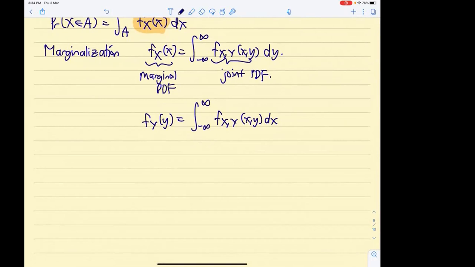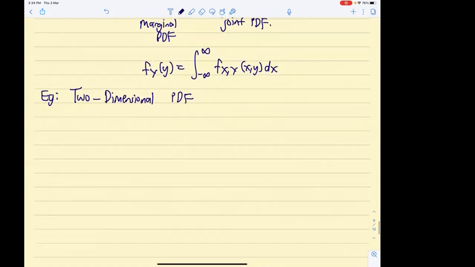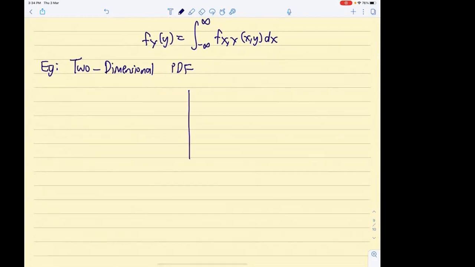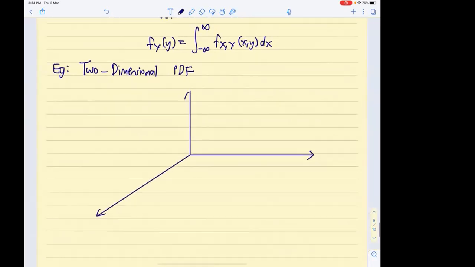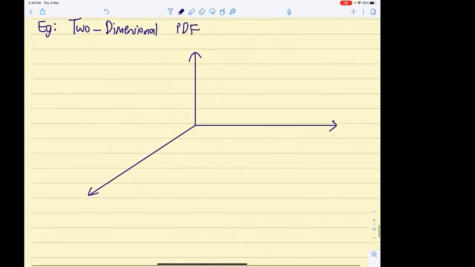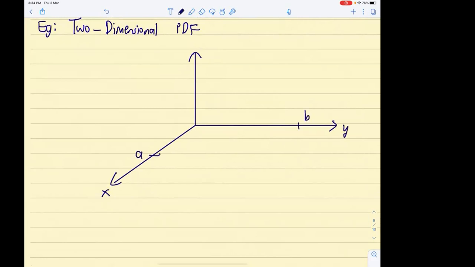So this may be quite difficult to visualize and very abstract, as you will say, if we don't provide a copious amount of examples. So here, let's consider a very simple example of a two-dimensional PDF. Let me try my very best to draw a beautiful three-dimensional picture. I can draw two-dimensional very well. Okay, so this is my x, and this is y, and here we go up to a, here we go up to b.